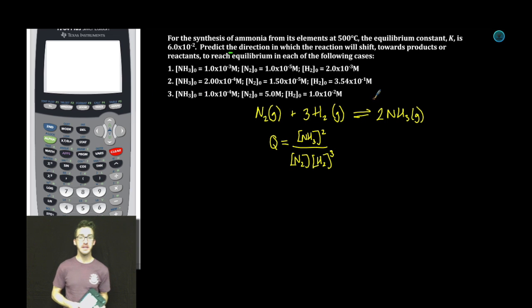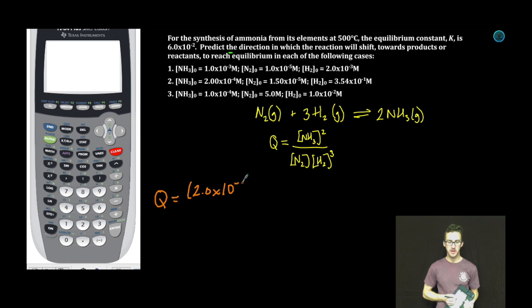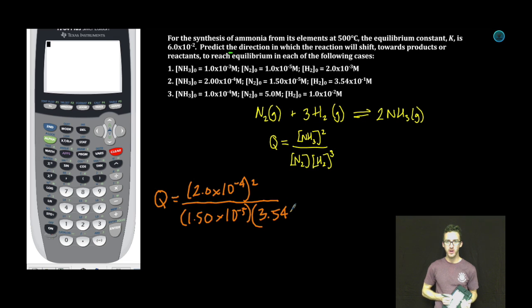Right, let's do it again. A new set of conditions here. Q is defined the exact same way. We're just given some different concentrations. So Q is equal to 2.0 times 10 to the minus 4 squared divided by 1.50 times 10 to the minus 5, close parentheses, times 3.54 times 10 to the minus 1, close parentheses, cubed.